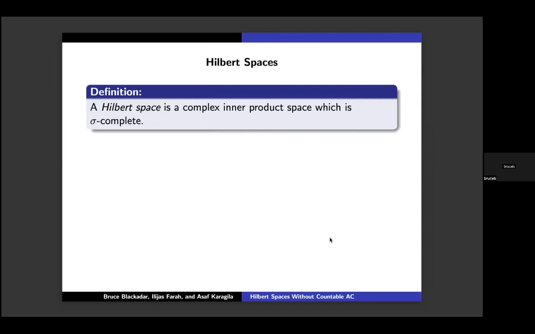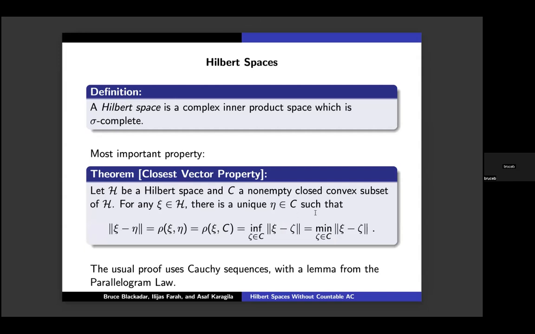So we define a Hilbert space to be a complex inner product space which is sigma complete. We operator algebra people like to work on complex spaces, but everything I do works equally well, and maybe even slightly easier, for real Hilbert spaces. So real or complex is not important here. And more generally, we would define a Banach space to be a normed vector space which is sigma complete.